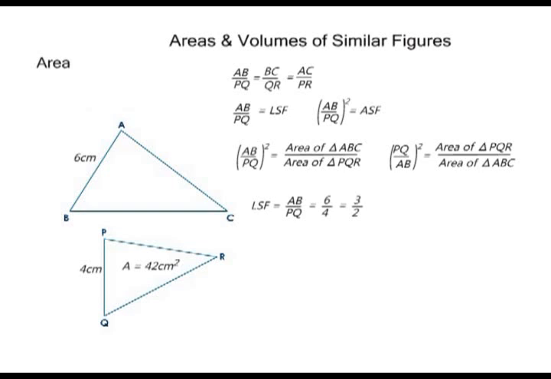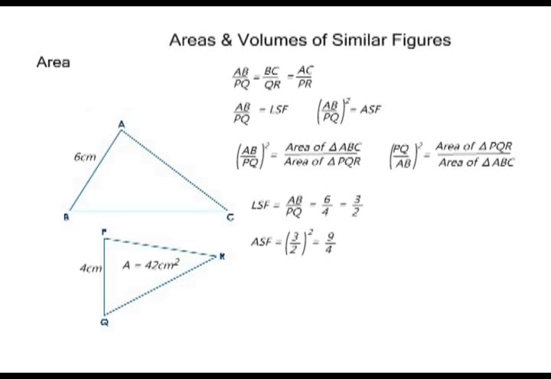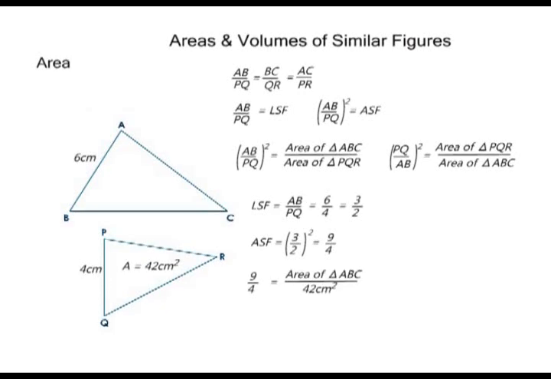Area scale factor is equal to the linear scale factor squared. (3 over 2) squared is equal to 9 over 4. And so 9 over 4 is equal to, now in our linear scale factor, we used AB over PQ, and so in the area, we also maintain the ratio. And so we have triangle ABC over triangle PQR. So 9 over 4 is equal to the area of triangle ABC over 42 square centimeters, which is the area of triangle PQR.